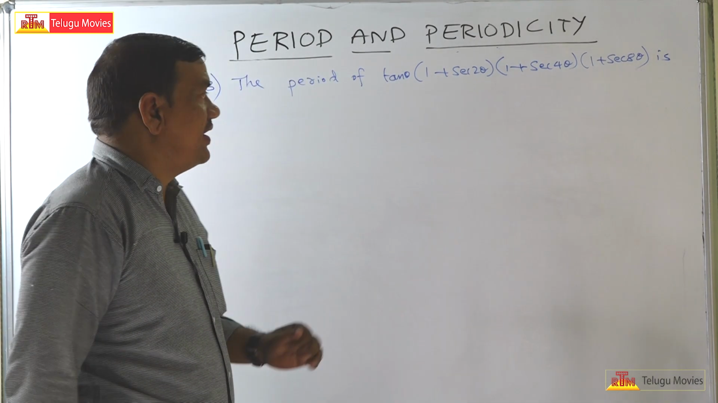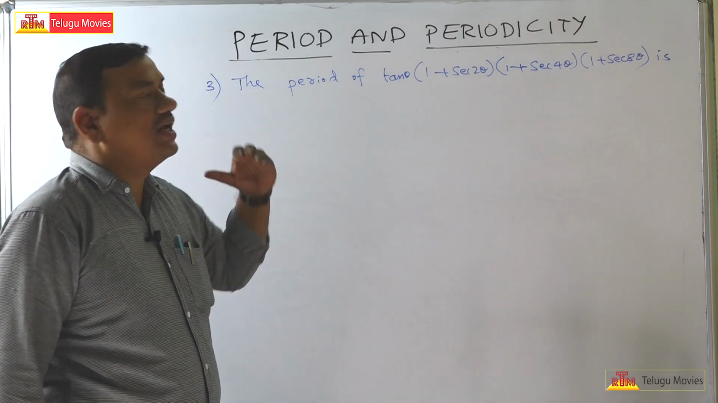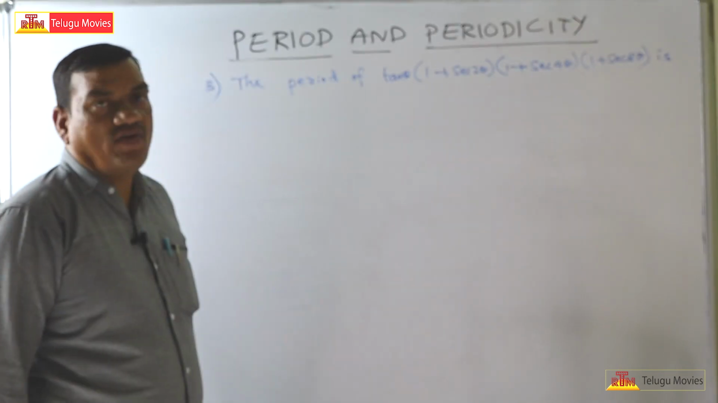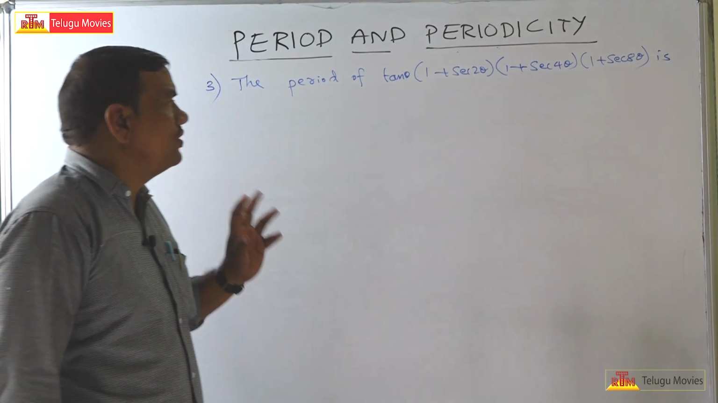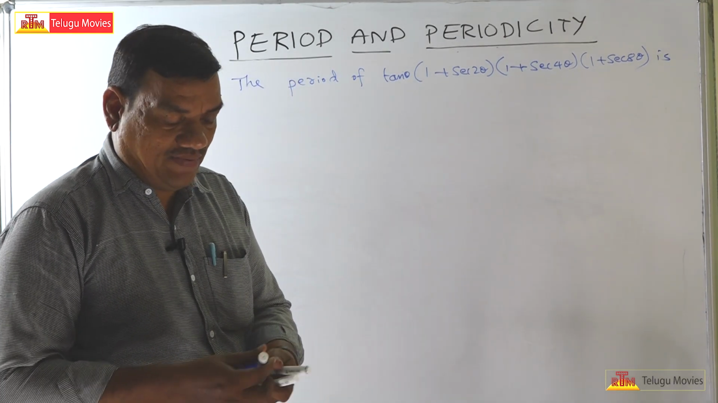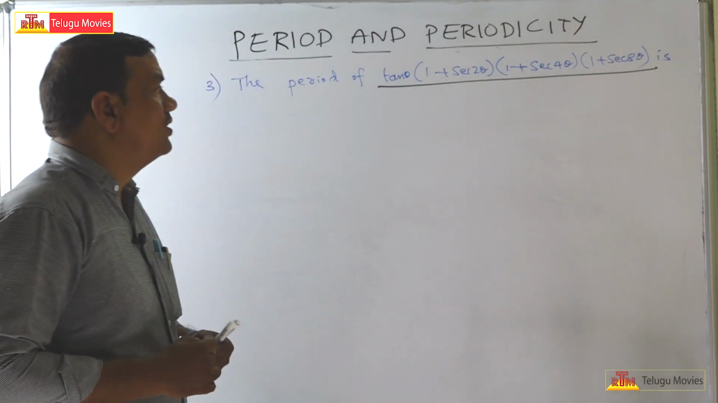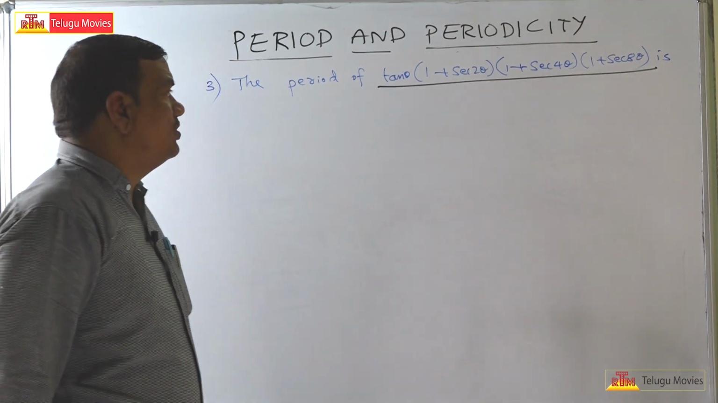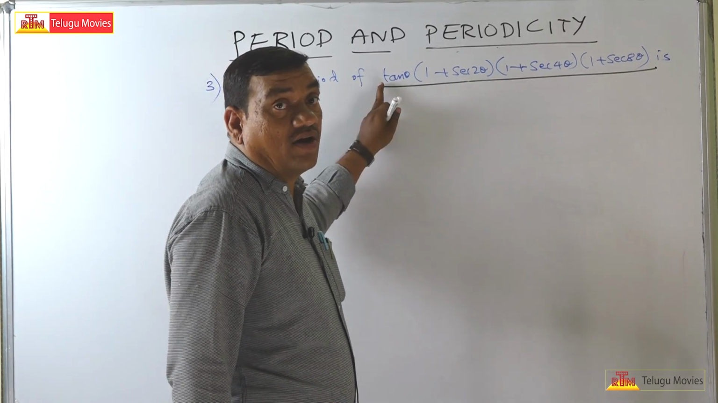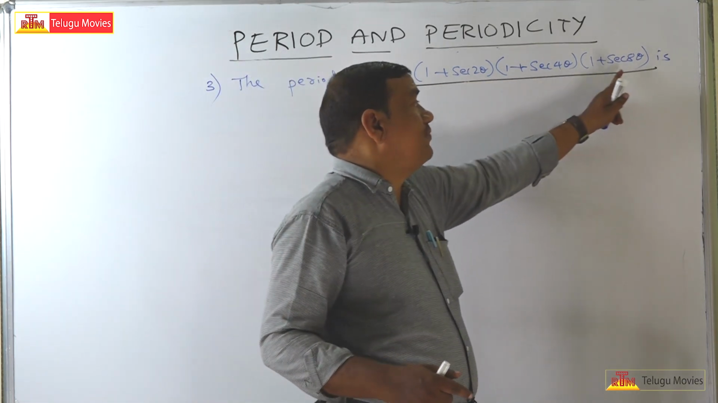Friends, here one problem is given. Find the period of tan theta times (1 plus secant 2 theta) times (1 plus secant 4 theta) times (1 plus secant 8 theta). If you want to find the period of such functions, you should know some basic fundamental results in trigonometry. The period of tan theta is pi. For secant 2 theta it is 2 pi by 2, so pi; for secant 4 theta, pi by 2; for secant 8 theta, pi by 4.